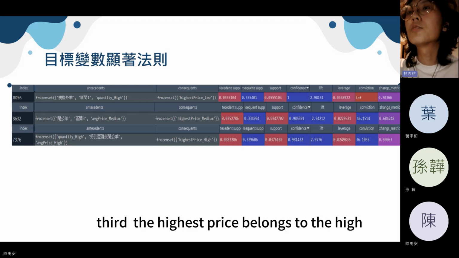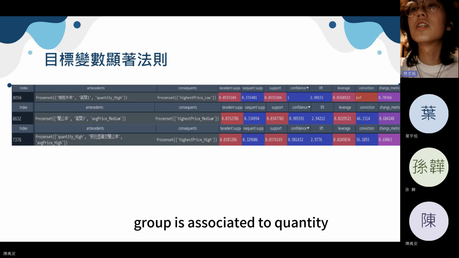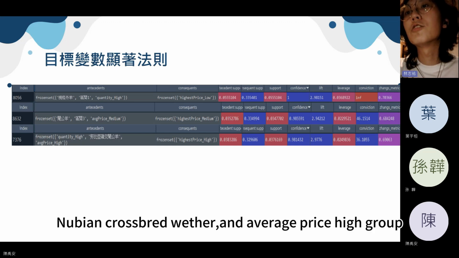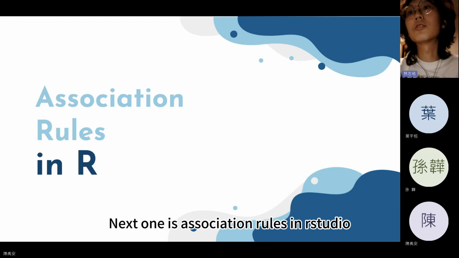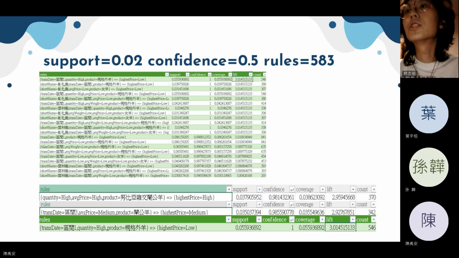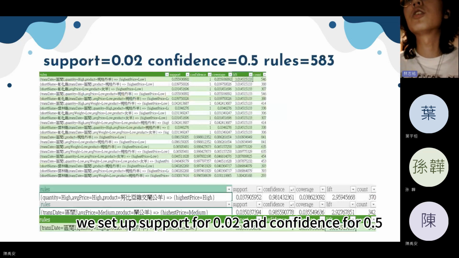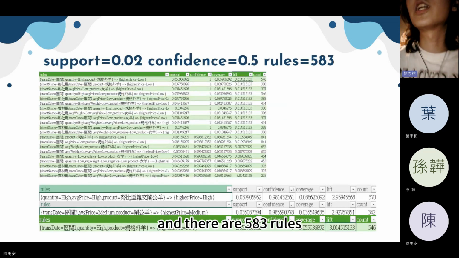Third, the highest price belongs to the high group, associated with quantity high group, median cost weather, and average price high group. Next is association rules in RStudio. We set support to 0.02 and confidence to 0.5, and there are 583 rules.